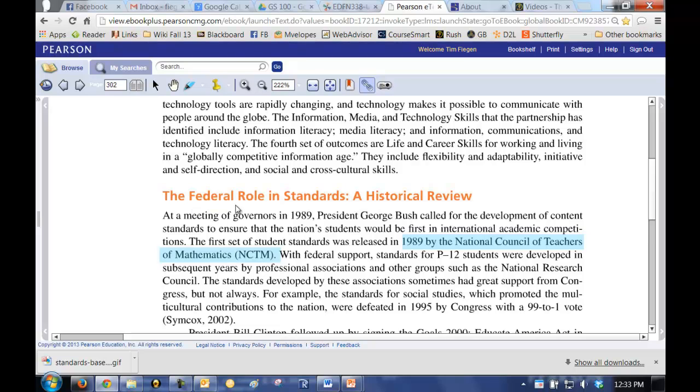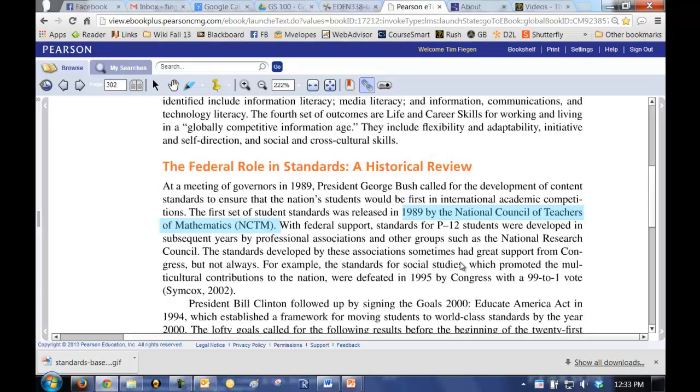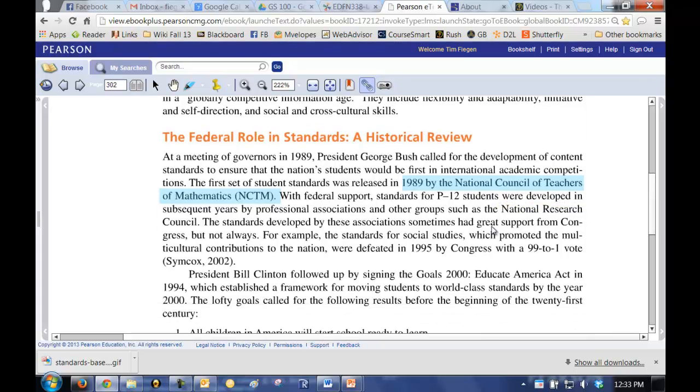So what about the federal role and standards? Well, at a meeting of the governors in '89, President George Bush called for the development of content standards to ensure the nation's competitiveness, be international. Again, his baby was No Child Left Behind. He too overreached. He too has no authority whatsoever. He's the one that passed and signed No Child Left Behind.